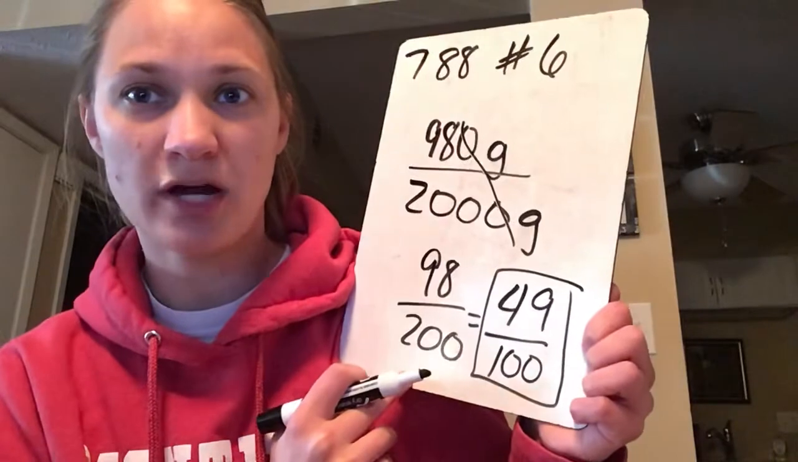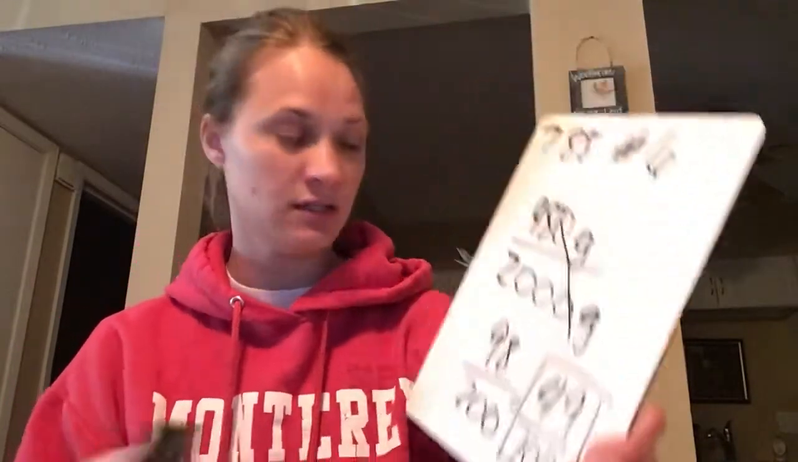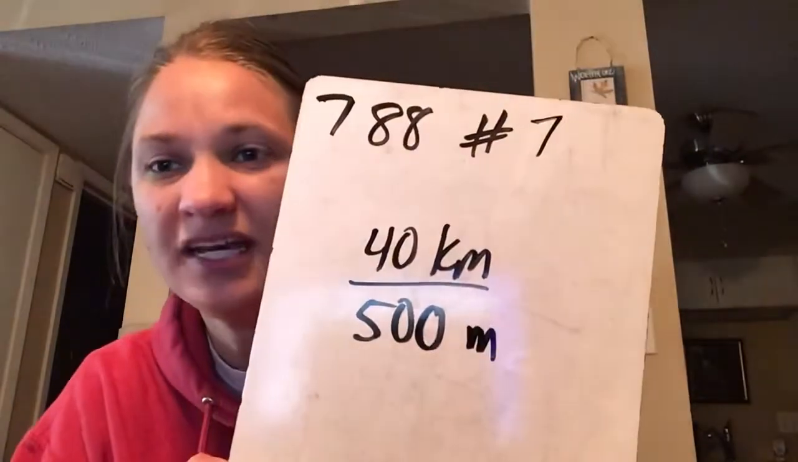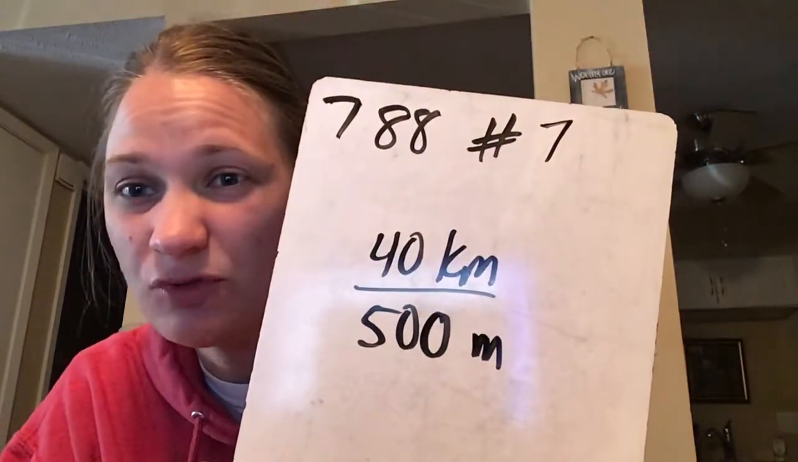Okay, so you've got to put it in the same unit. Okay, number 7 we're going to do next. And number 7 is 40 km over 500 m. Okay, again, need to be in the same unit.